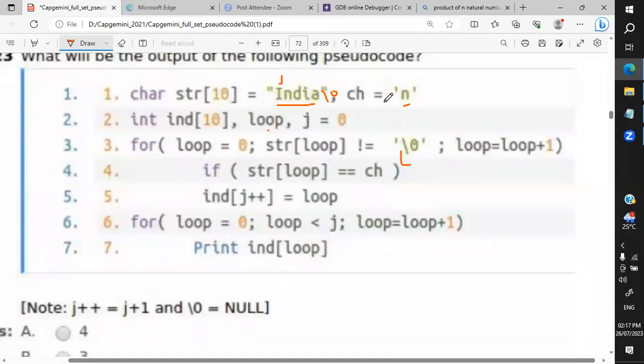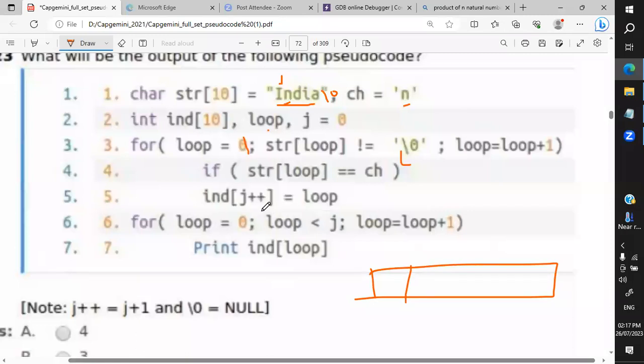Is it true? No. If it is true, we write IND of j plus plus equal to loop. But it is not true, so it will not execute. It will go back, loop equal to loop plus 1, so the loop value will become 1. Now str of 1, what is str of 1? N. It enters, N not equal to null, true. N equal to ch, true. As it is true, it enters inside IND of j plus plus. J was 0, that means IND of 0.